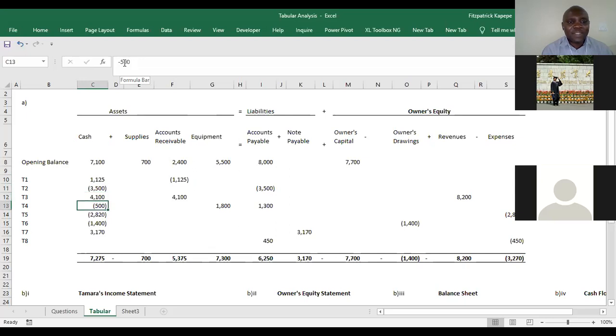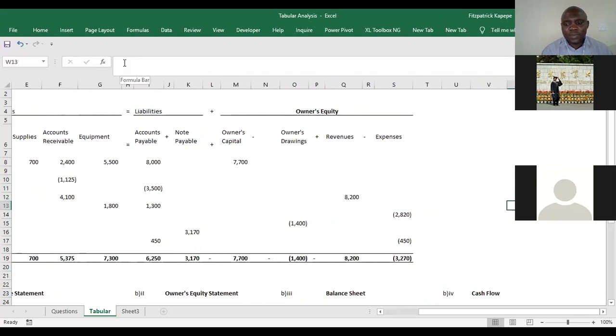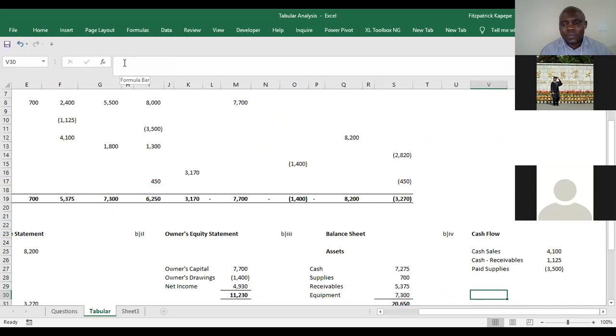There's a 500. What is this 500? It's on the equipment. So under equipment, Tamara, you look at the cash, only cash movements, please. Okay.